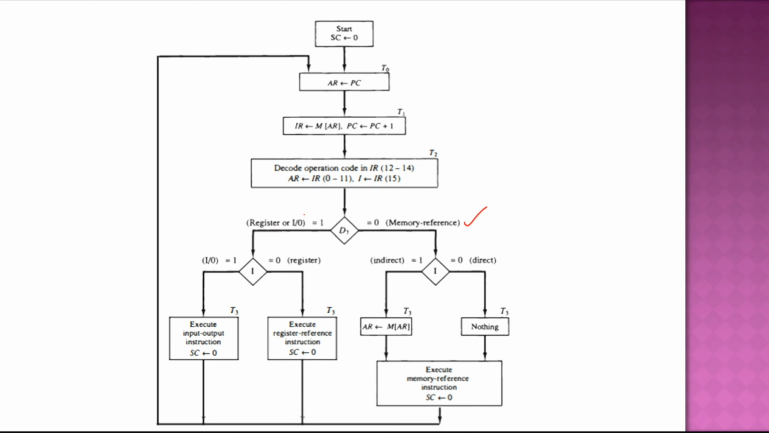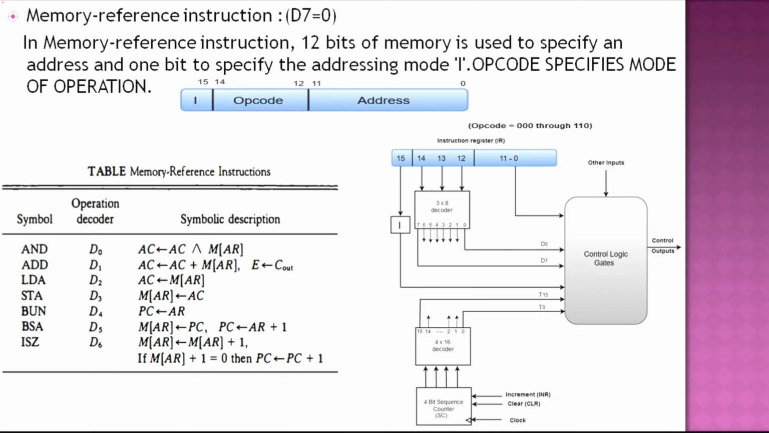Now coming to the memory reference instruction, it consists of 12 bits for the address field and 1 bit for the addressing mode, that is either direct or indirect, and the opcode specifies the mode of operation. So here the main task is performed by the opcode. The opcode specifies the type of operation. It may be either AND, add, load, store, BUN, BSA or increment. In this way the opcode is used to specify the mode of operation.